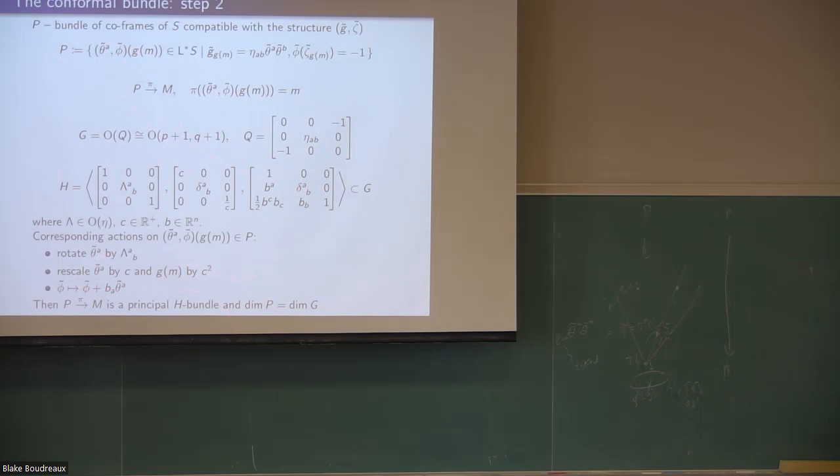And this is the action of those groups on the frames. So P is a subset, a subbundle of the bundle of all the frames. So there are some selected frames, and there is a group of transformations which either transform along those null rays or rotate the frames. And this gives us this bundle on which the connection will be defined.